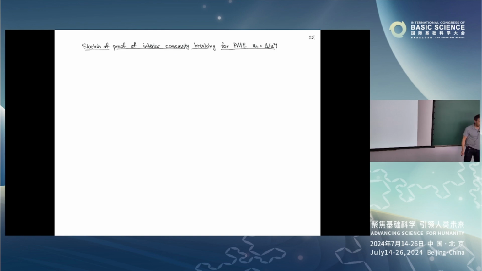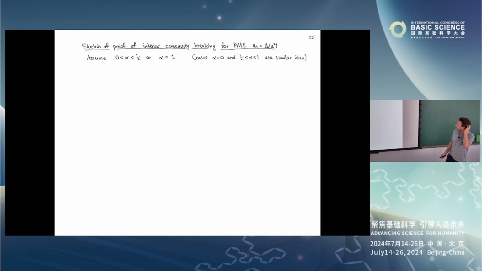Let me go back and say a little bit about the proof in the case of interior convexity breaking for the porous medium equation. So remember, we're taking the porous medium equation with m equals 2. This was u_t equals Laplacian of u squared. And what we proved is that when you take any alpha which is not equal to a half in the range 0 to 1, then you can get immediate interior concavity breaking. I'm going to assume here that I'm in this particular case where alpha is between 0 and a half, or alpha is 1, and in the other cases you have to take a slightly different function.